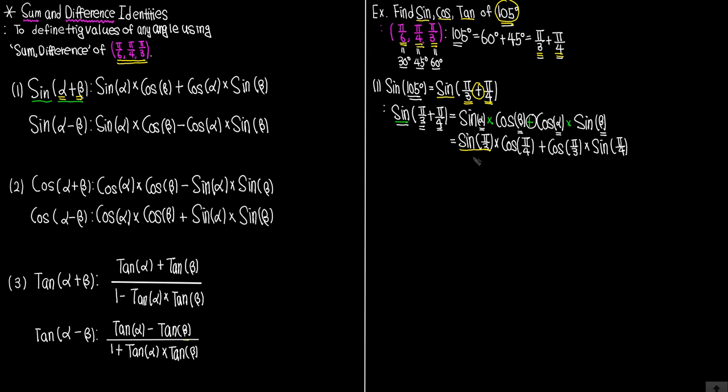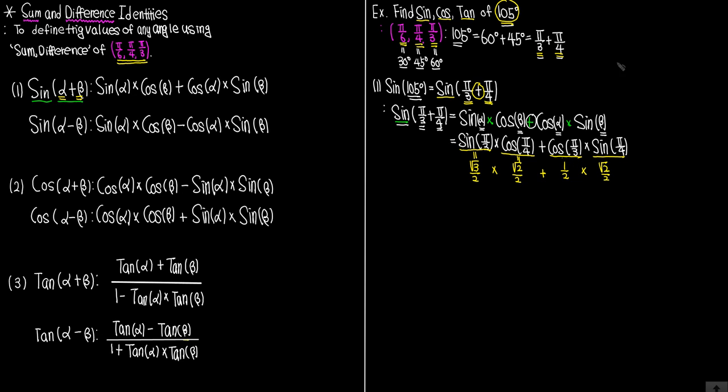When it was the sine of pi over 3 radian, what was the value? When it is pi over 3 radian, 60 degrees, then the sine was square root of 3 over 2. Multiplied by the cosine of pi over 4 radian. We define the cosine of pi over 4 radian as square root of 2 over 2. We have plus the cosine of pi over 3 radian, which is equal to 1 over 2, times the sine of pi over 4 radian, which is square root of 2 over 2.